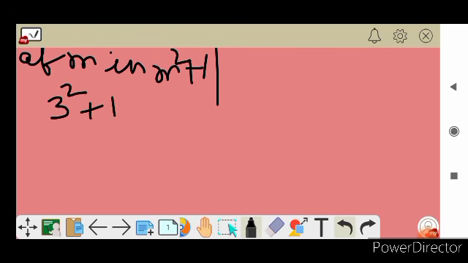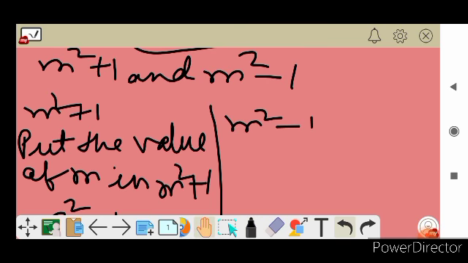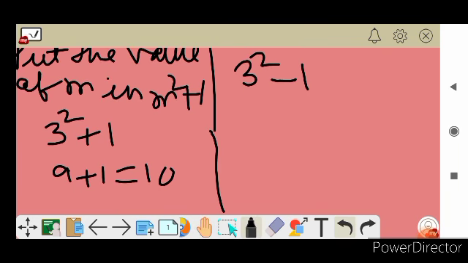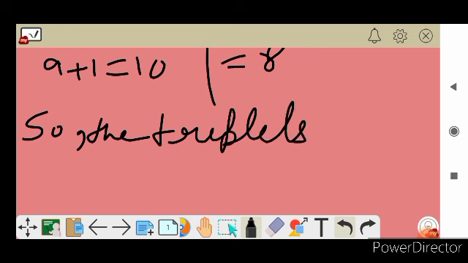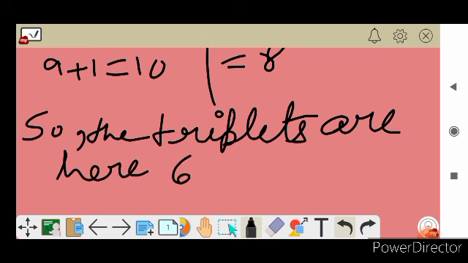Three square plus 1. 3 square means 3 times 3 is 9. 9 plus 1 equals 10. So on the other side we use the value of m: 3 raised to power 2 minus 1, and 3 raised to power 2 means 3 times 3 is 9. 9 minus 1 equals 8. And so the triplet is 6, 8, 10. Okay.